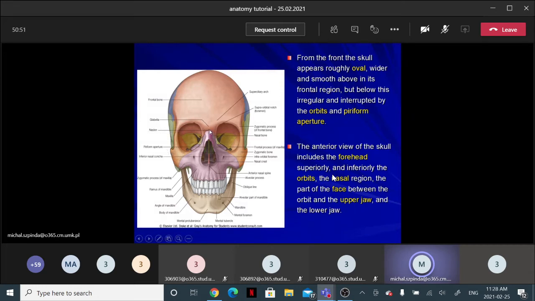Just here, at the place at which the internasal suture joins the frontonasal suture, so at the place where the frontal and two nasal bones meet, is another craniometric point that's called nasion.